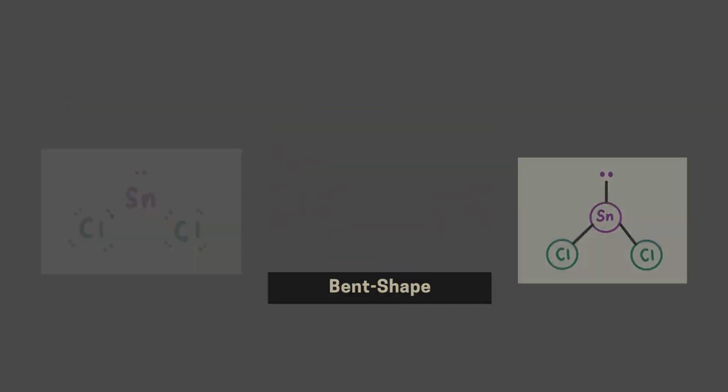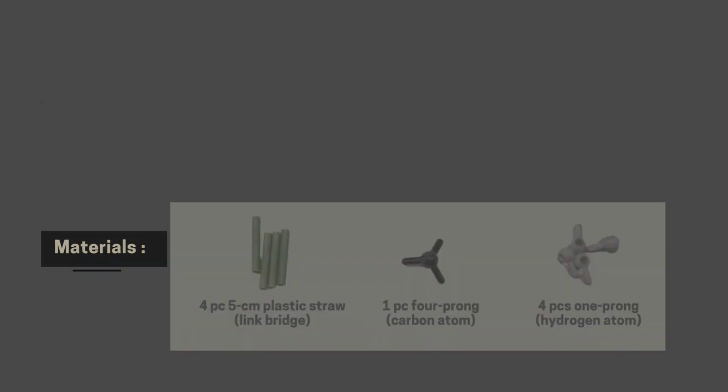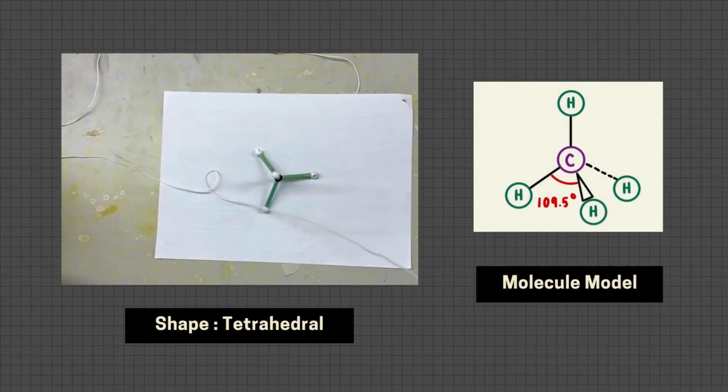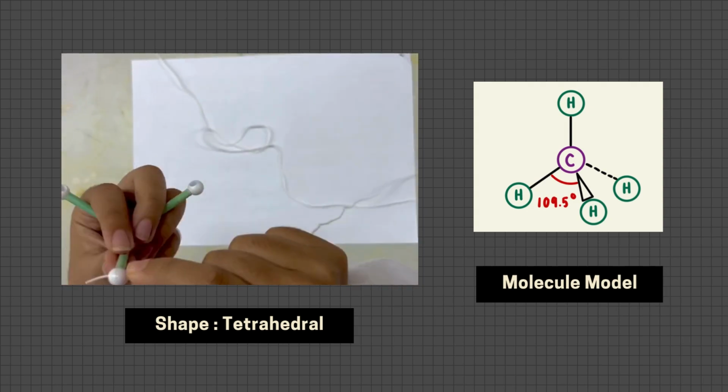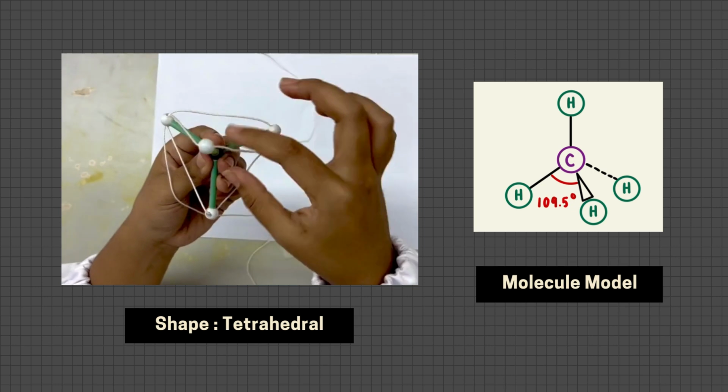For this part, we are going to construct a molecule which has a central atom with 4 electron domains. This molecule is methane, which carries the chemical formula CH4, and the Lewis structure is as shown. The materials that we are going to use are 4 pieces of 5 centimeter plastic straw, which act as the link bridge, 1 piece 4 prong, which acts as the carbon atom, and 4 pieces 1 prong, which act as the hydrogen atoms. The shape formed by the thread is tetrahedral, and based on the molecule model, we know that the angle of the molecule is 109.5 degrees.